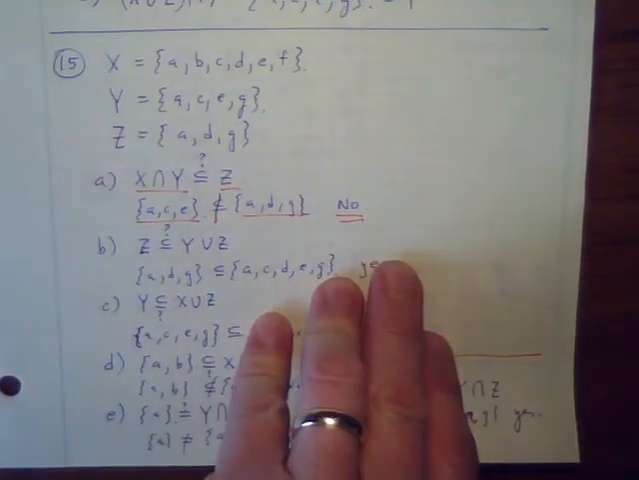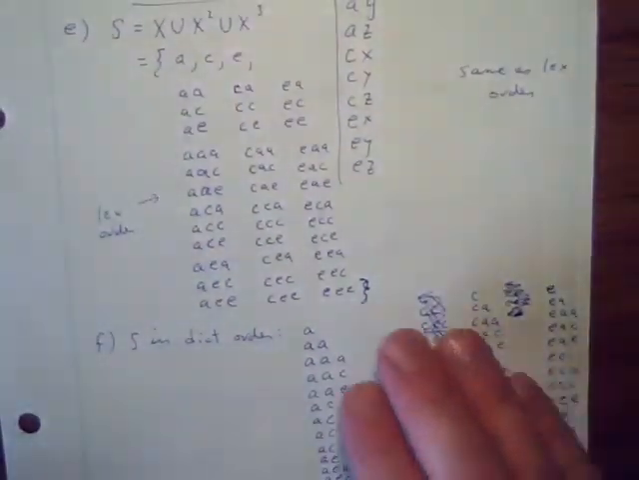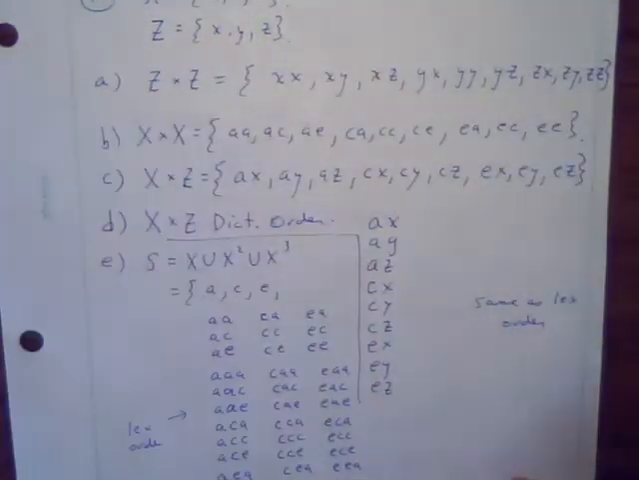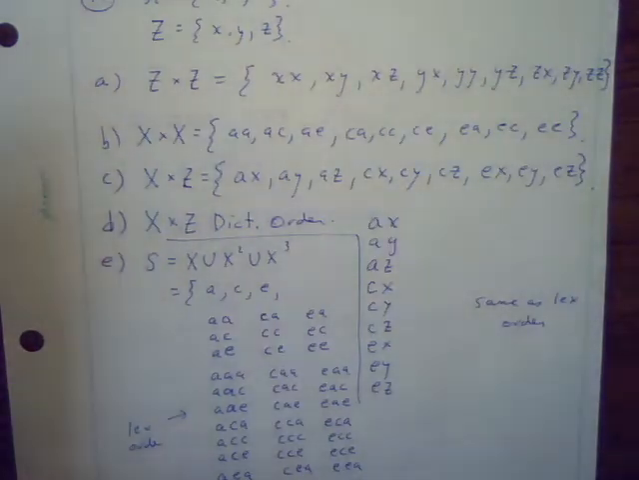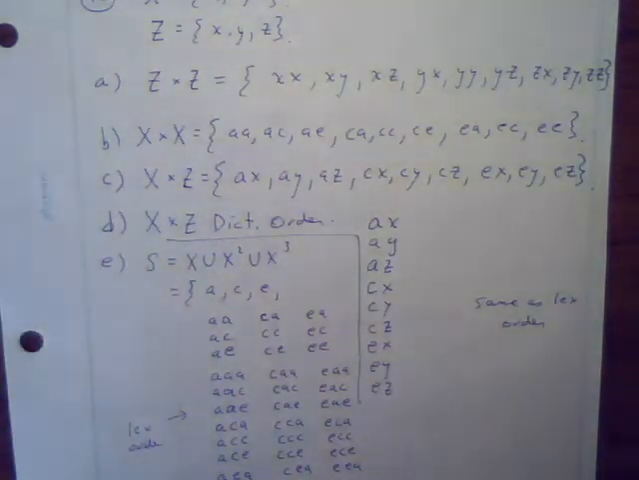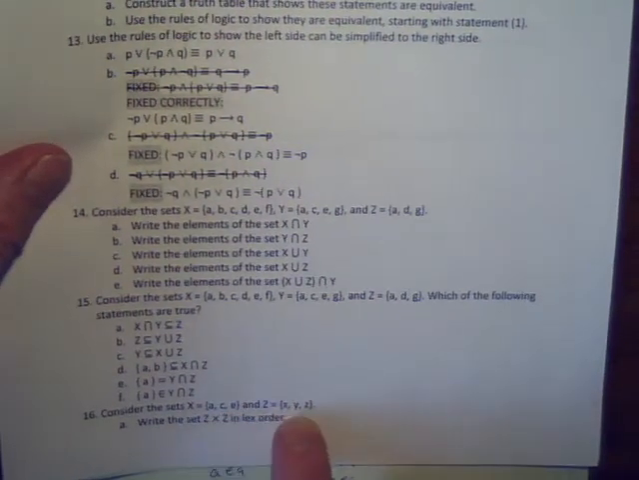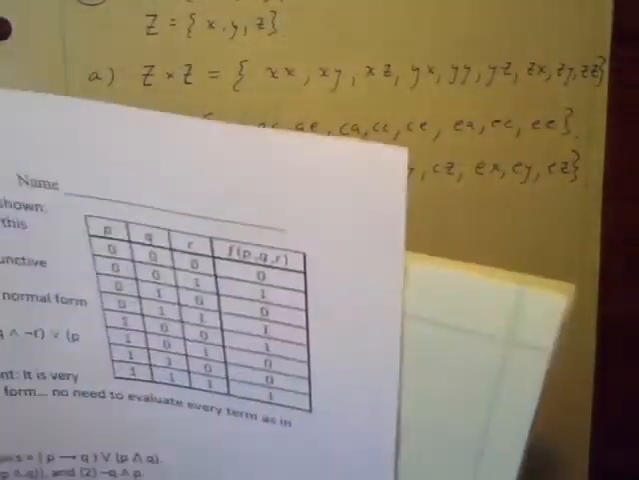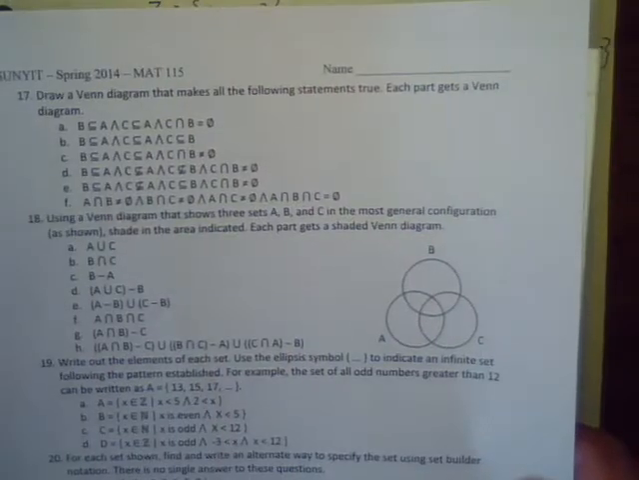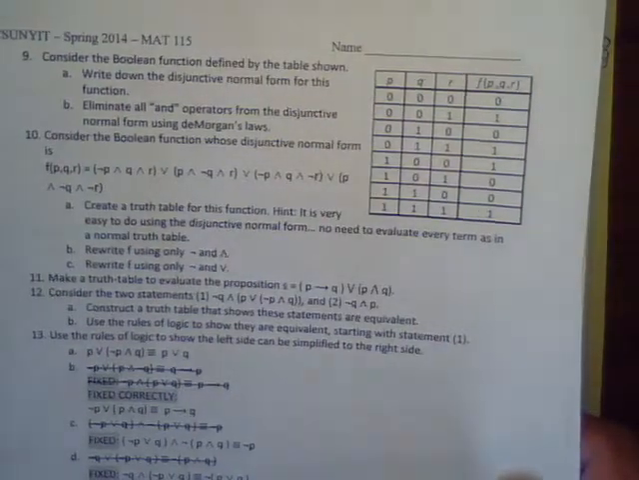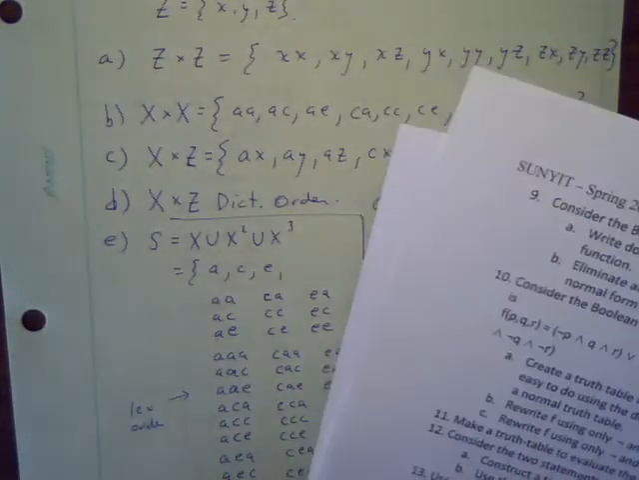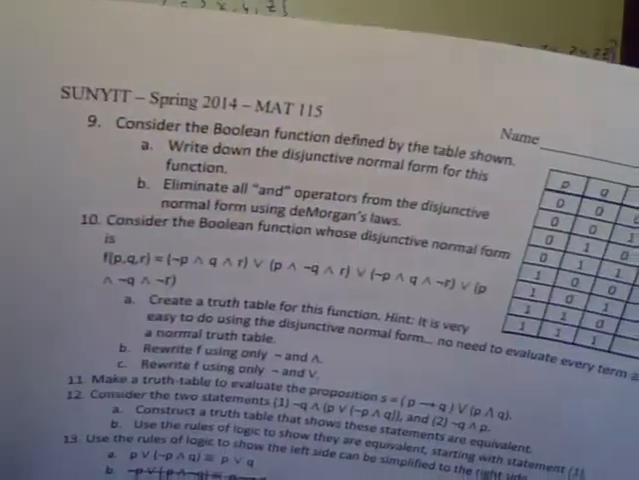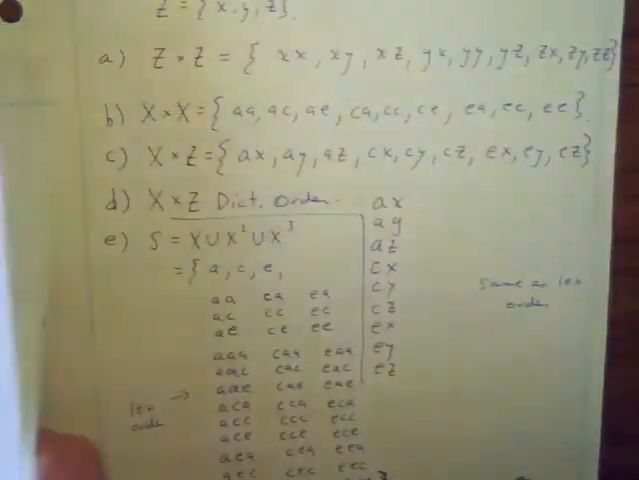Let me go ahead and move on. I've got more time in this video to 16. And in 16 it asks for some orderings, and it gives you these sets ACE and XYZ. It asks for Z cross Z in Lex order. That doesn't seem right. I think I'm missing part of 16 here.